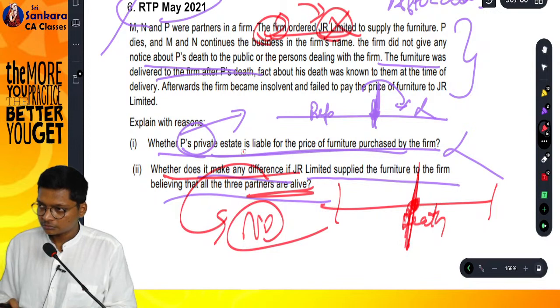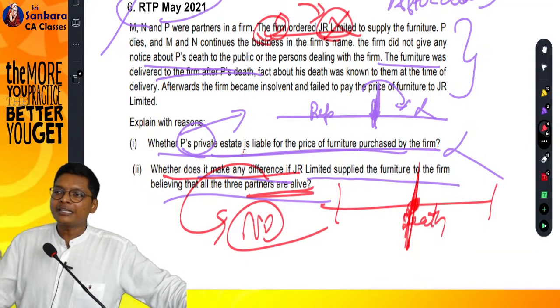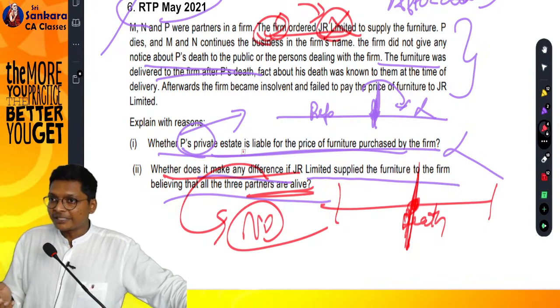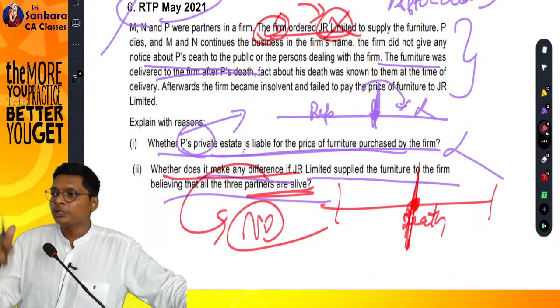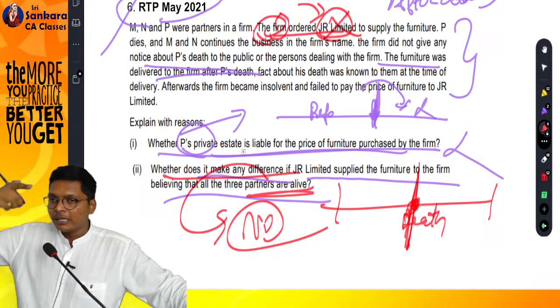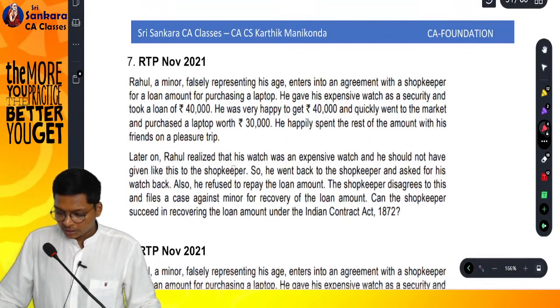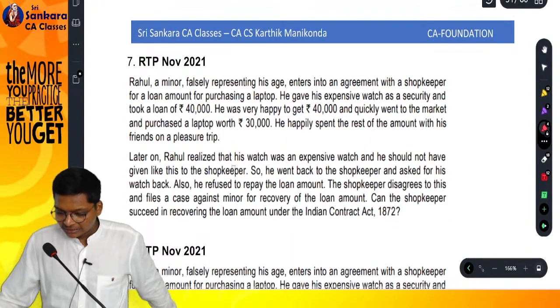Yes. Clear? Only if one partner is alive, remaining all died, then what happens? Firm ceases to exist. Dissolution. But still it's a liability incurred before dissolution. Partners will be liable, a consequence of dissolution. Clear? Next, RTP November 21, question 7.